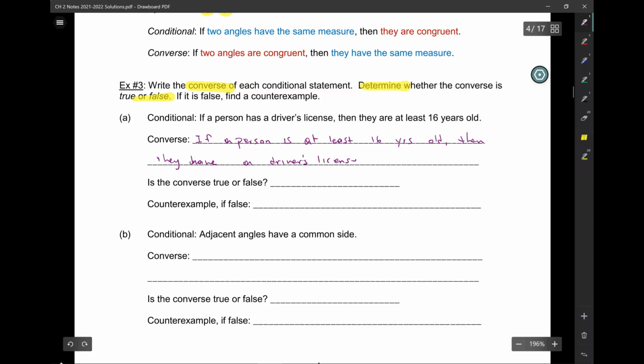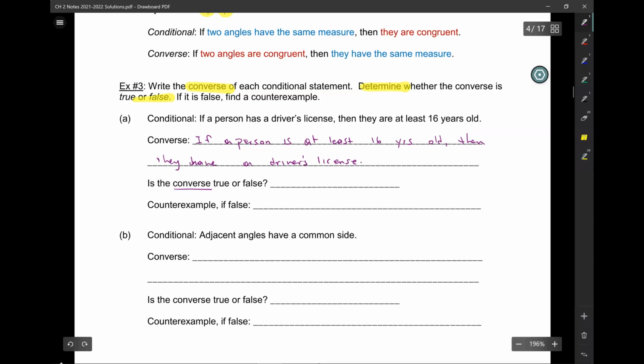Okay. Now, look at this question. Is the converse true or false? Converse is false, right? Because I was 16 and just lazy getting my driver's license, so I didn't have my driver's license. It said at least 16, so it could be 17 or 18. Yeah, but it doesn't mean that you absolutely have your driver's license. Because what if somebody lives in New York and they just ride the subway and they don't have a driver's license?